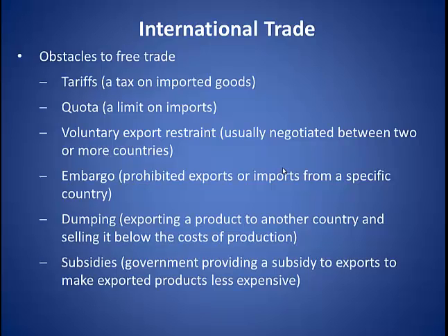Embargoes are basically implemented by the government of a country, and an embargo basically prohibits exports or imports from specific countries or even specific parties. Another form of obstacle to free trade is what we call dumping. Dumping is a process of exporting a product from one country to another country and basically selling it below the costs of production.